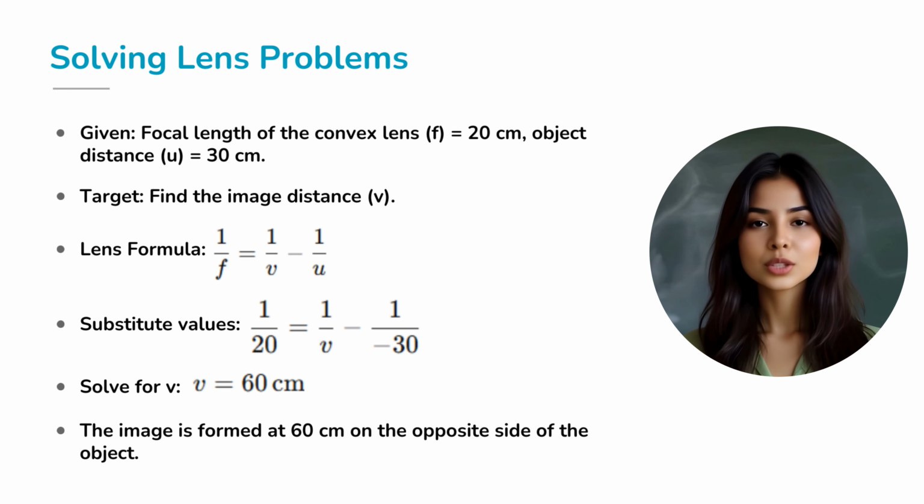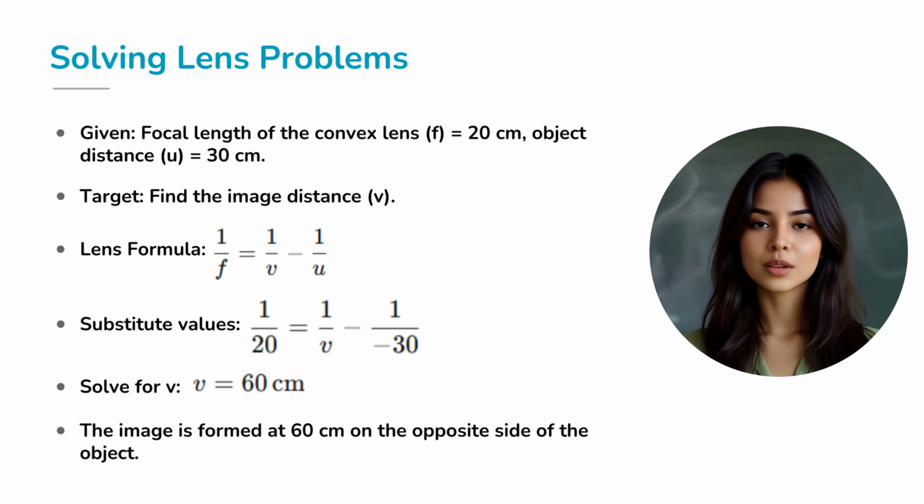The formula we use for lenses is 1/f = 1/v - 1/u, where f is the focal length of the lens, v is the image distance, and u is the object distance. Now, let's substitute the values we have into the formula. We know that the focal length f is 20 centimeters and the object distance u is negative 30 centimeters because the object is placed in front of the lens.